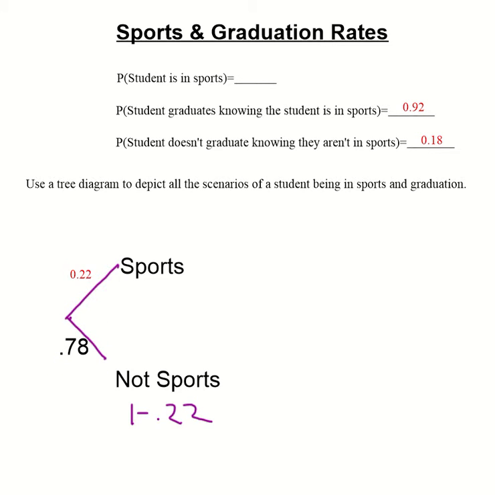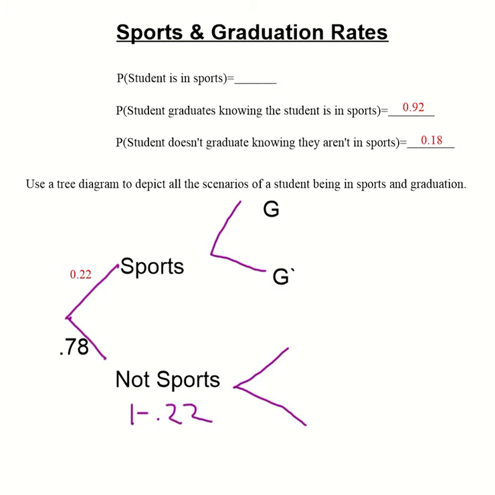Alright, now our next branch is going to be graduating. And so we have to do that for each of these, remember? We're going to do it here, and we're going to do it here. So we're going to start with the probability that a student graduates and the probability that they don't. So we're going to call graduation just the event G, and if they don't graduate, we're going to use our not designation, which is either that C or that prime. I'm going to use a prime. So G prime. They don't graduate.